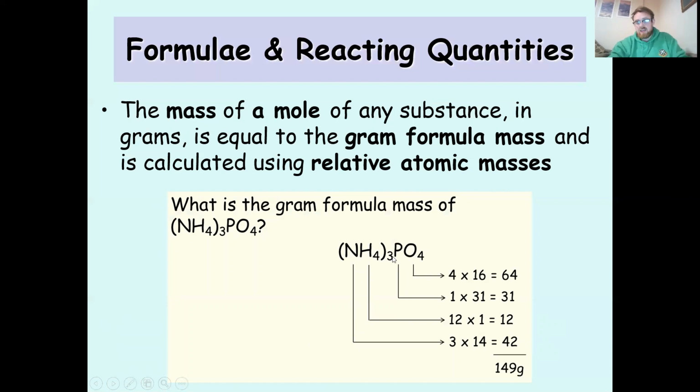Remember that the brackets inside and outside the bracket multiply to give you 12 times 1 equals 12. 3 times 14 equals 42. Okay, so 3 times the mass of nitrogen, which is 14, and 12 times the mass of hydrogen, which is 1. Add that all together and it gives you the relative atomic mass.